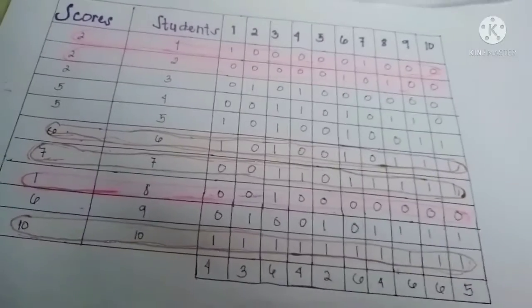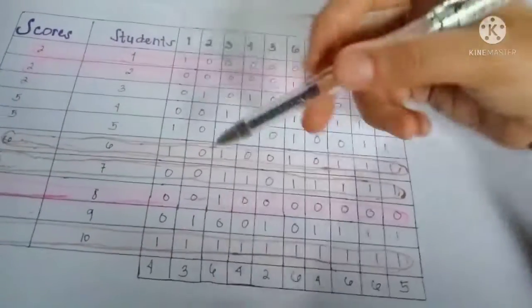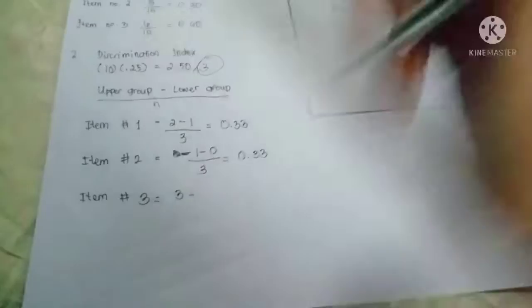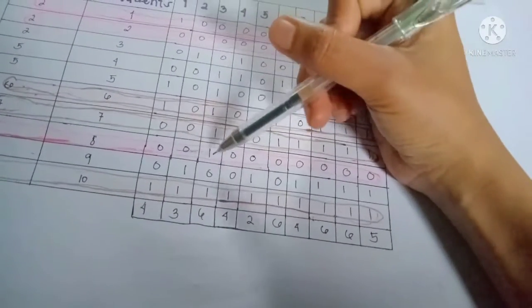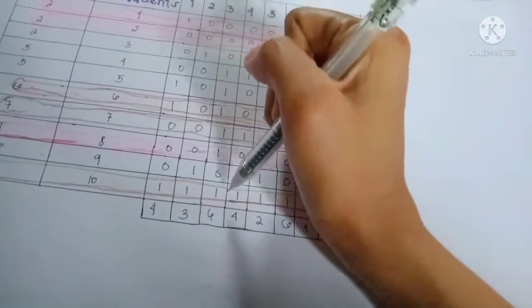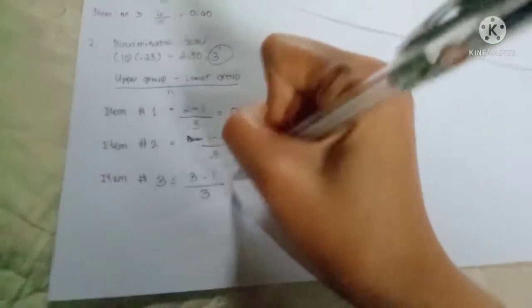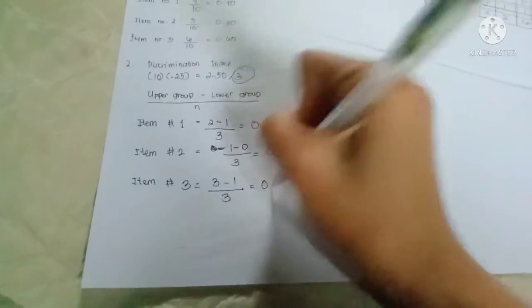From item number 3, from the upper group, we have here 3 students who got a correct answer, minus the students from item number 3 who got a correct answer from the lower group. So we have here only 1 student who got a correct answer, divided by 3. So the correct answer is 0.67.